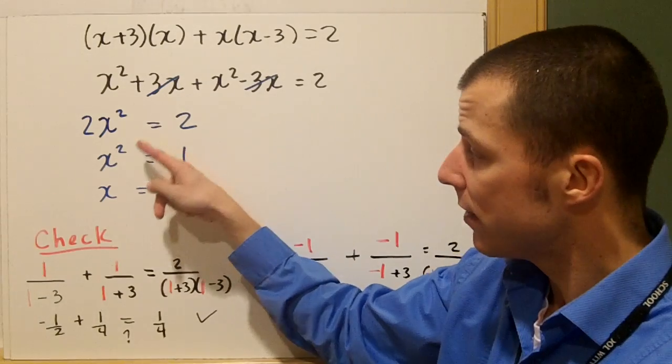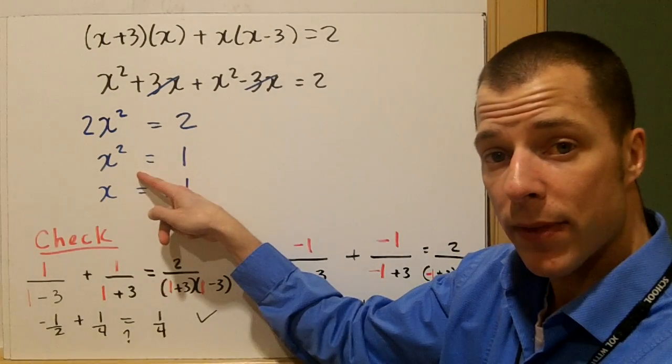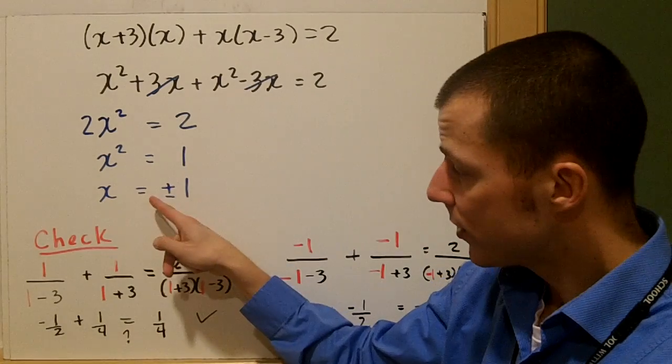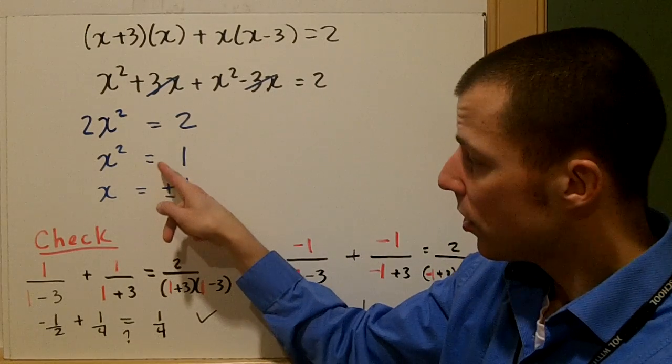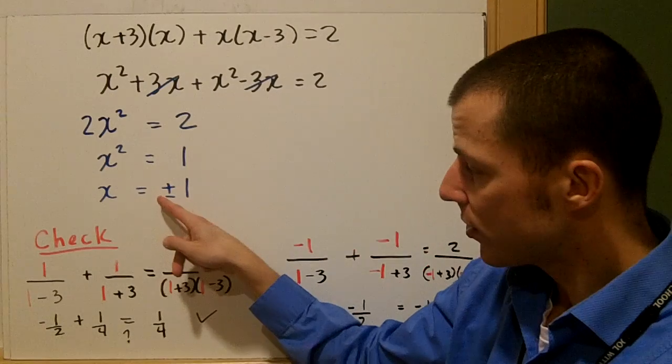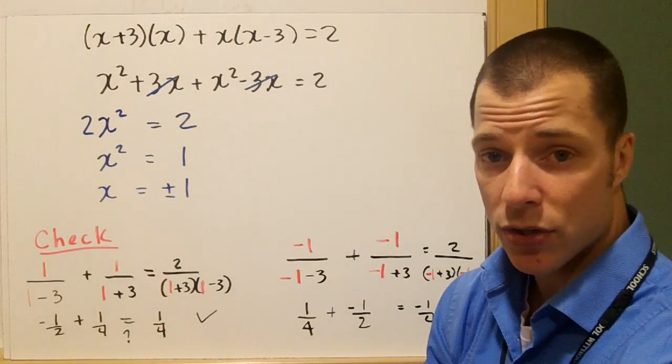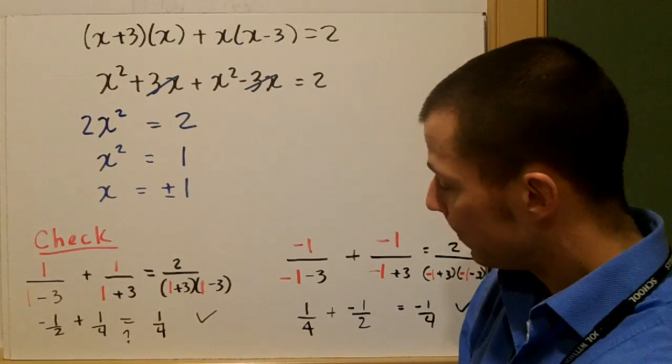Just solve for x by dividing each side by 2, taking the square root of both sides. And remember, when you square root both sides, it's plus or minus. So the square root of 1 is just plus or minus 1. Now you have to check those answers, both of them, to make sure they work. And that's what I've done below.